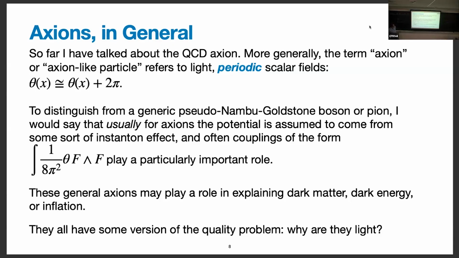So what is it that people mean when they say axion? Usually it's a light scalar field where the potential is coming from some sort of instanton effect, and some sort of couplings of the theta F F tilde type to gauge fields are important. These general axions may play a role in things like dark matter or dark energy or inflation beyond just the strong CP problem. All of these have some version of the quality problem, in the sense that we don't have to explain the neutron EDM for all of these if they're not coupling to gluons, but we do have to explain why they are light fields. Why don't we just write down a big potential?